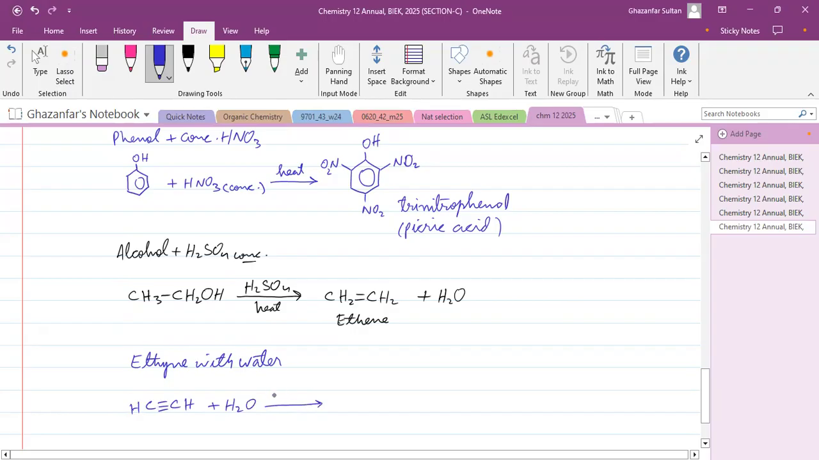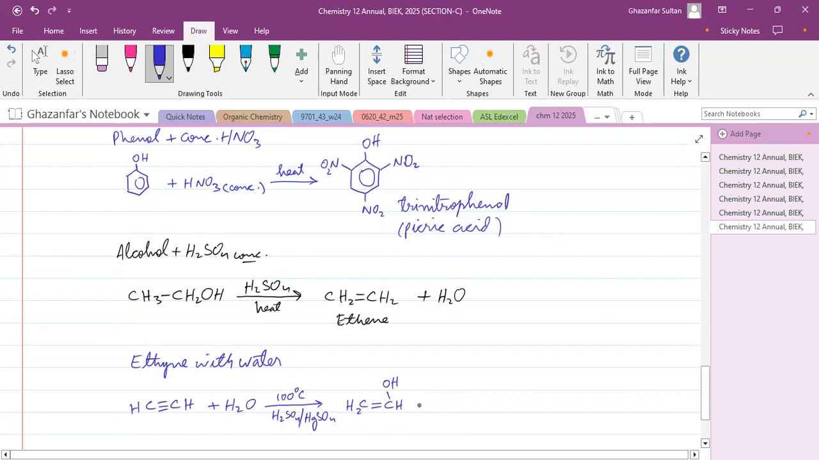The specific condition is the temperature, about 100 degrees Celsius, and the reaction occurs with a certain ratio of sulfuric acid and mercuric sulfate, HgSO4. As a result, what happens? A vinyl alcohol is formed. We have seen the vinyl group, that this is the vinyl group. And if an alcohol OH group is present, then this is called vinyl alcohol.